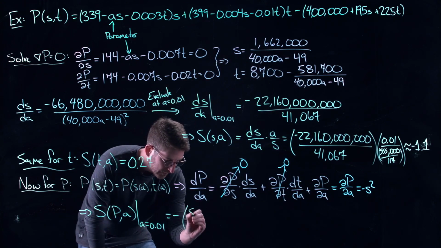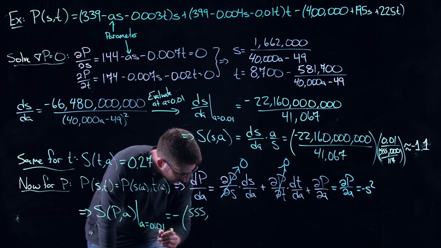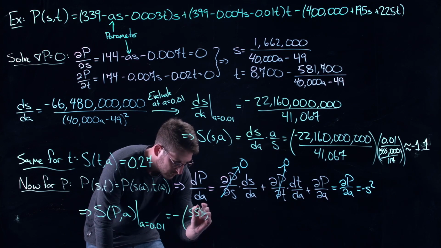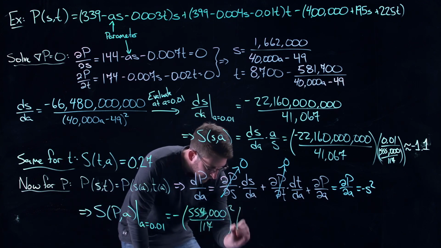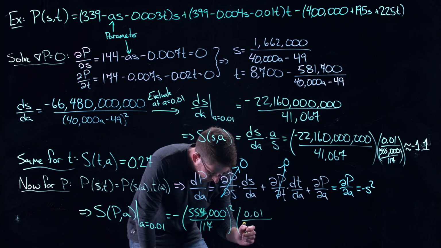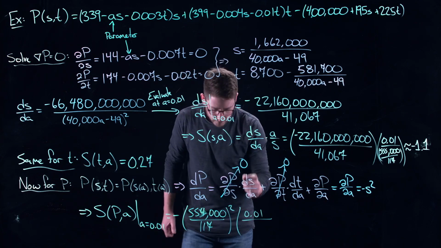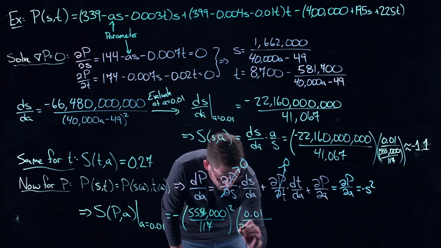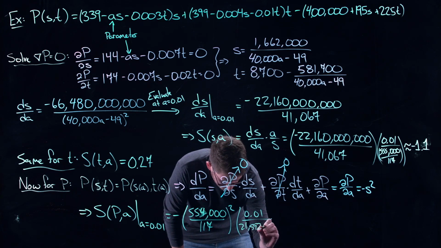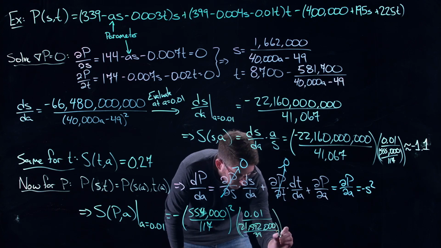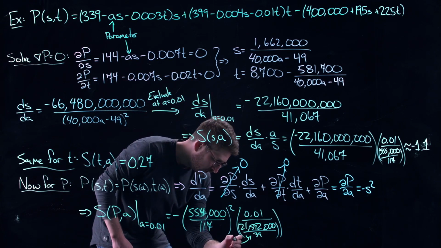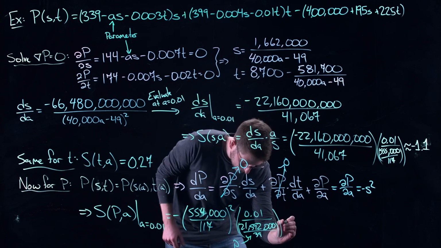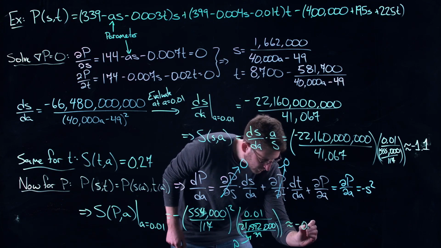So let's write it all out. Sorry, 554,000 over 117 squared, and then times 0.01 over, and in this case, it's going to be over the profit. So this is going to be 21,592,000. I'm writing this all in terms of fractions again, but all this is the optimal profit that we just computed. So maybe I'll make a little note of that for you, P. And in this case, this is somewhere around negative 0.4.